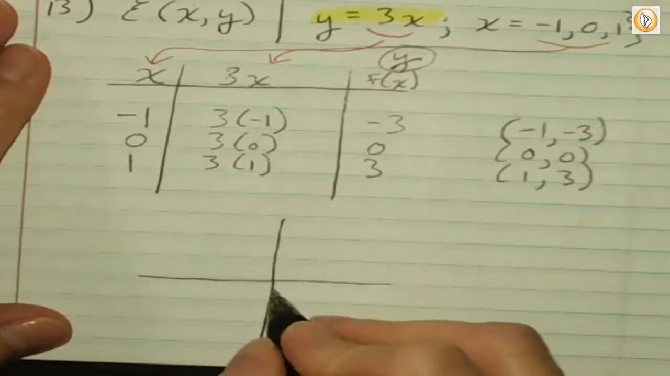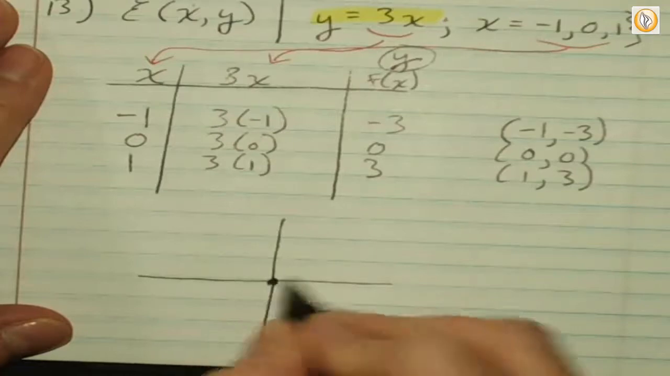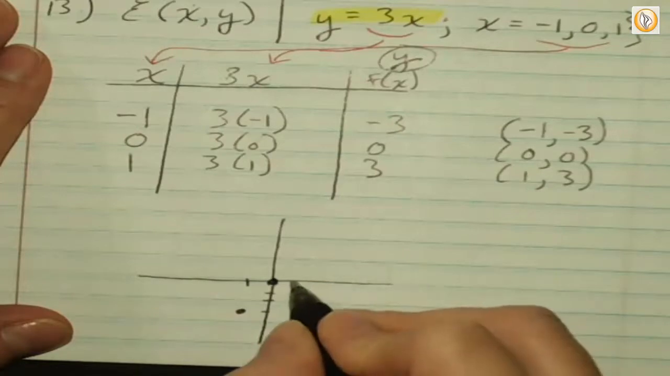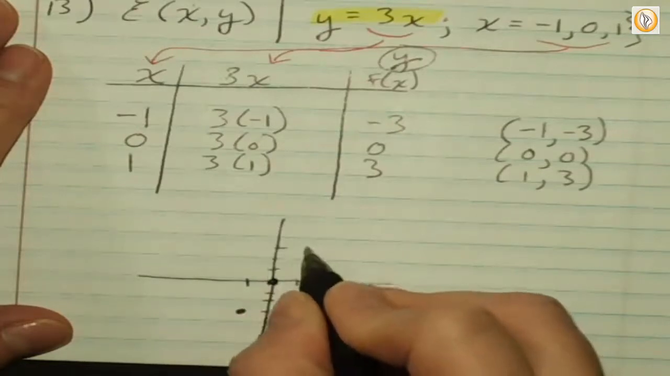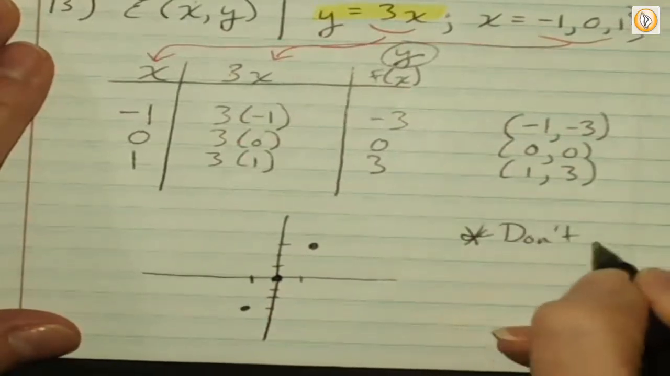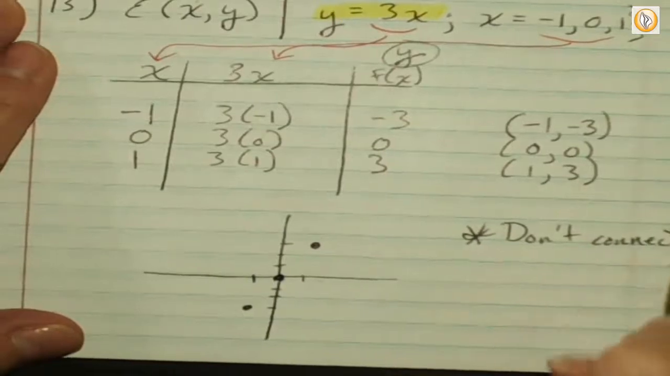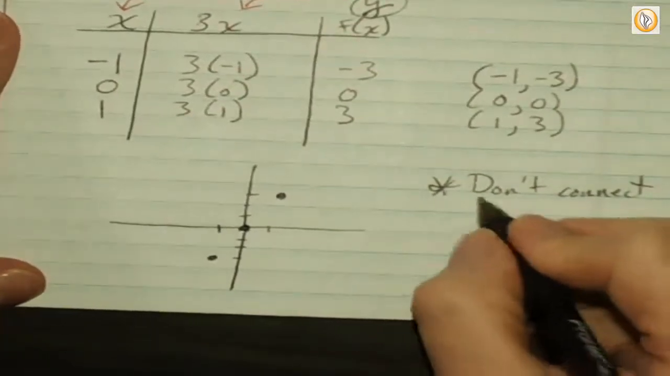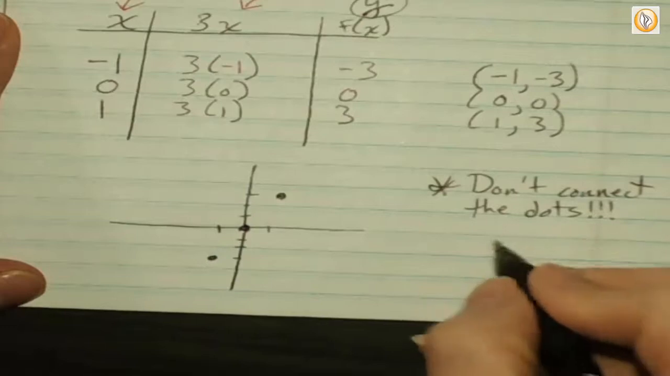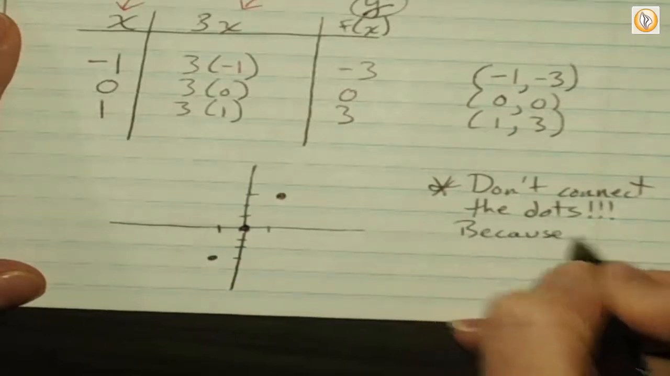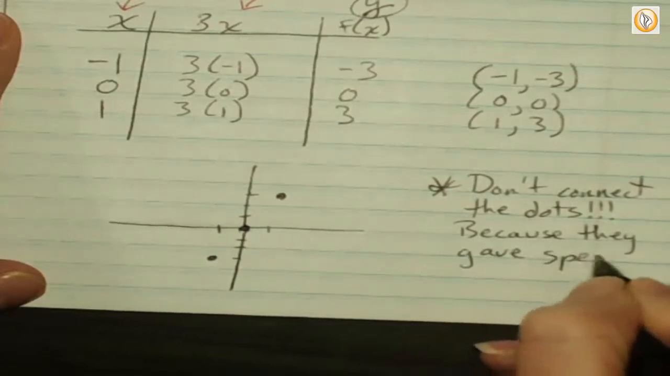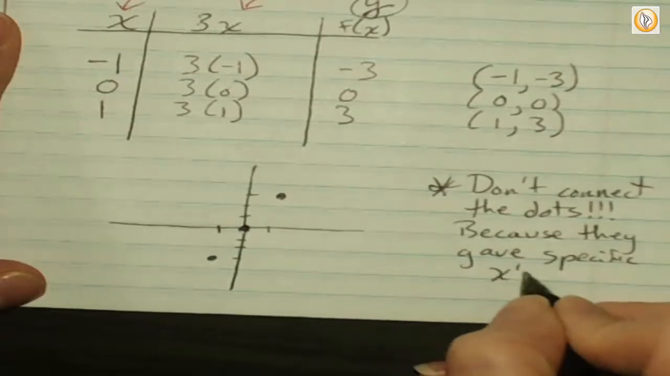So then it says in the directions to graph. So 0 and 0 would be here. -1 and 1, 2, 3 is here. And then 1 and 1, 2, 3 is there. Look at this. Don't connect the dots, because they gave specific x's.